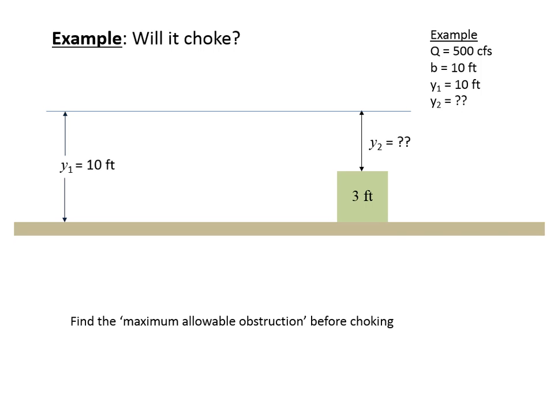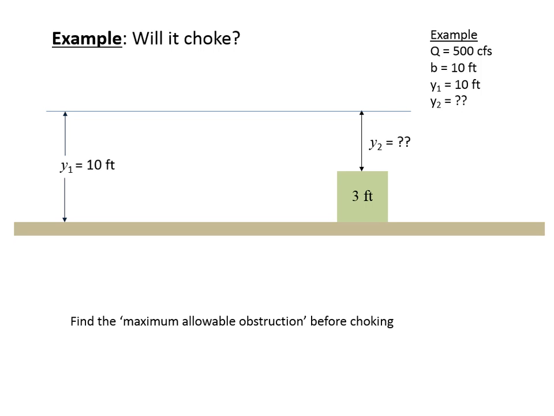All right, so will it choke when we have delta Z equal to 3 feet? Okay, so previously we knew that the critical depth is 4.265 feet. We calculated that in the previous example. And we also know that the energy at 1 is equal to the energy at 2 plus the delta Z, because it is a step up. So the energy at 2 is going to be reduced by the delta Z compared to the energy that was at 1.